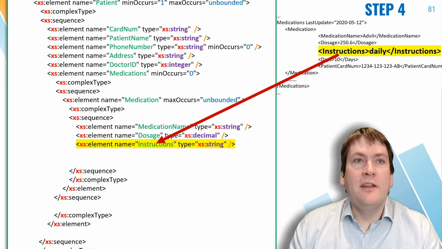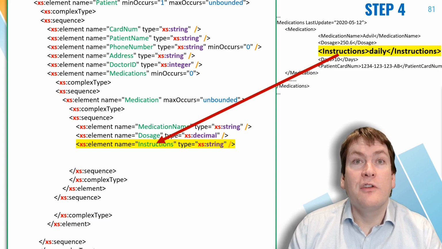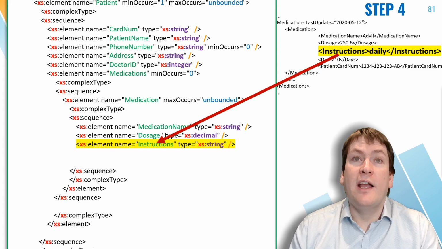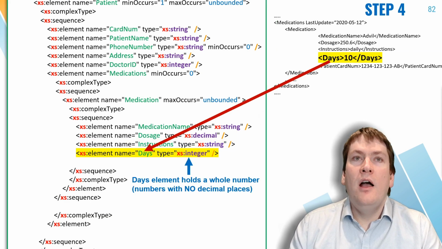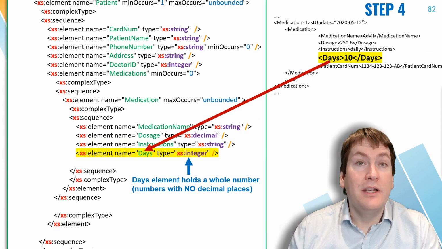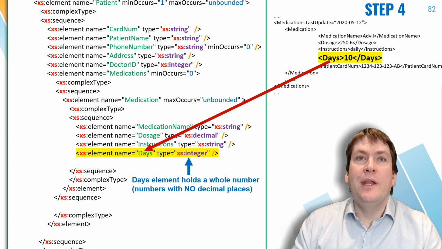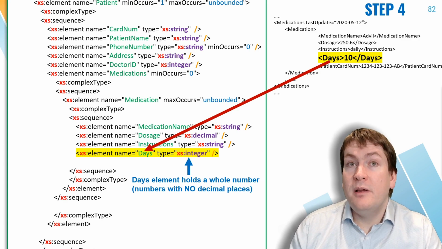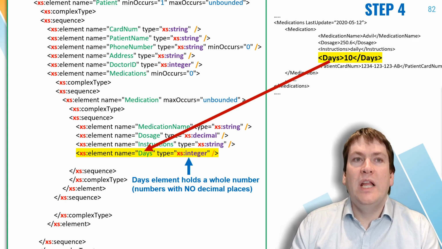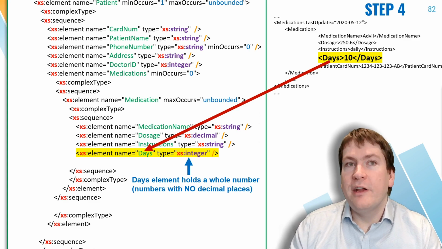The next one is going to be the instructions, and that's basically instructions from the doctor. So in this case, it's going to be a string because it could be whatever text the doctor wanted to type in there. Next, we have days, which is the number of days or the course of the medication, how long they're going to be taking it. And in this case, it's going to be an integer because in our XML document, we noted that it's always a whole number of days. So by integer, we mean no decimal places.